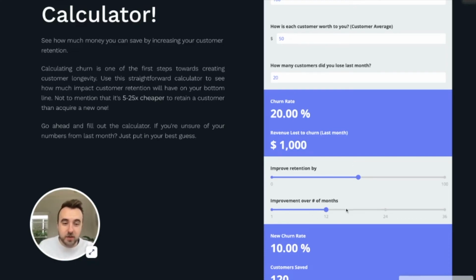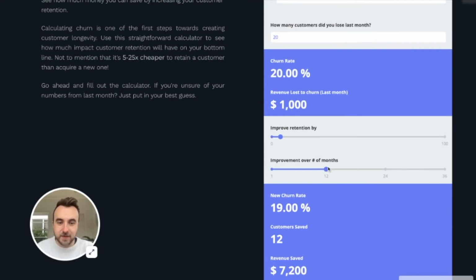But I want to show you exactly what happens if you've got a 20% churn rate and you bring this down by even just a fractional change of 5%. Over the course of 12 months, you can see just how much you can save with very little investment back into your business.